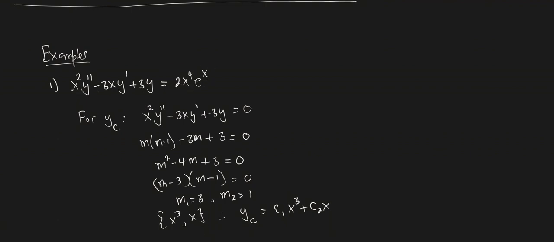So in this case, just for the purposes of correctly identifying f of x, we need to divide the given equation through by x squared. So that's going to give us y double prime minus 3 over x y prime plus 3 over x squared y, and that's equal to, dividing the right-hand side by x squared as well, because we have to do it on both sides of the equation, 2x squared e to the x, right? So this is what we're going to identify as our f of x, right?